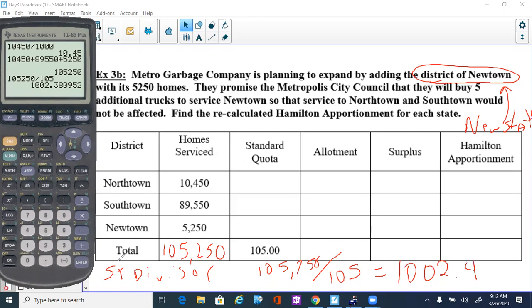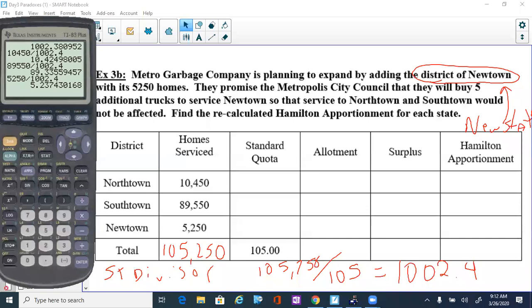Now we're going to find the standard quota. I'm going to go through each one of these. 10,450 divided by 1,002.4. I'm going to do 89,550 divided by 1,002.4. And I'm going to do one more. Let's take 5,250 divided by 1,002.4. Let's write those down.